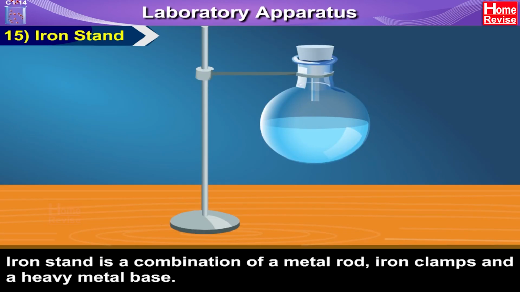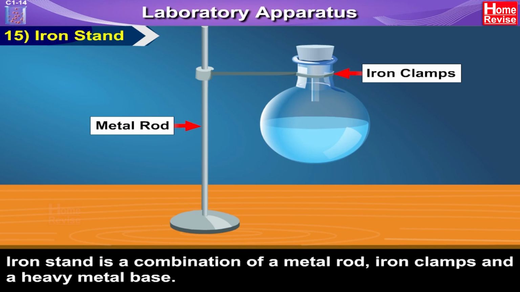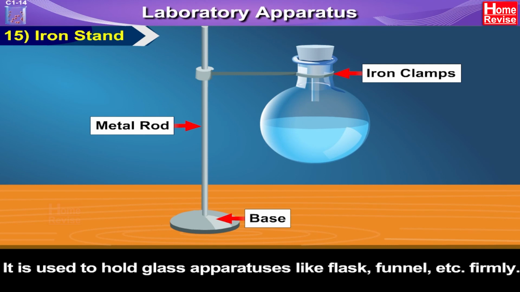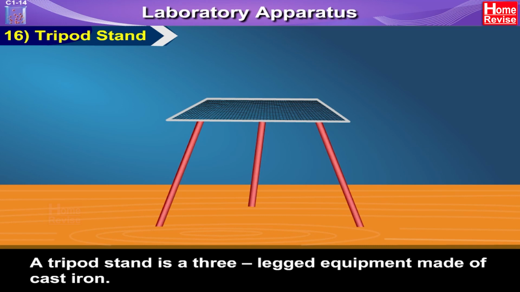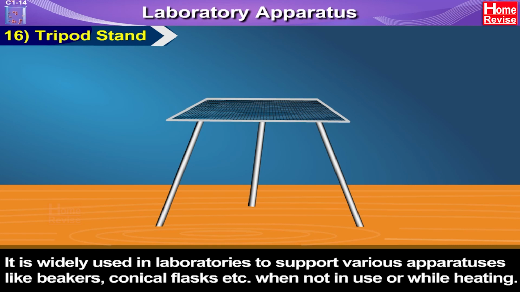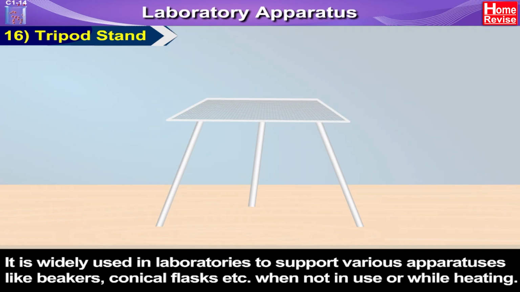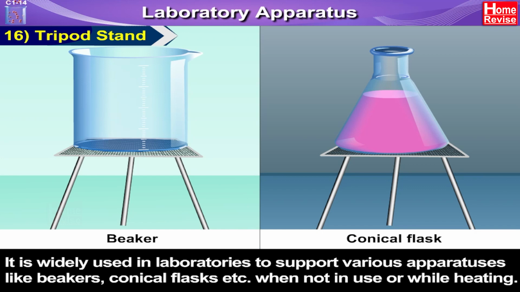15. Iron stand. Iron stand is a combination of a metal rod, iron clamps, and a heavy metal base. It is used to hold glass apparatuses like flask, funnel, etc. firmly. 16. Tripod stand. A tripod stand is a three-legged equipment made of cast iron. It is widely used in laboratories to support various apparatuses like beakers, conical flasks, etc. when not in use or while heating.